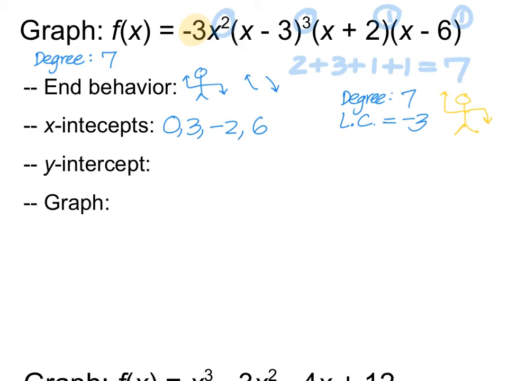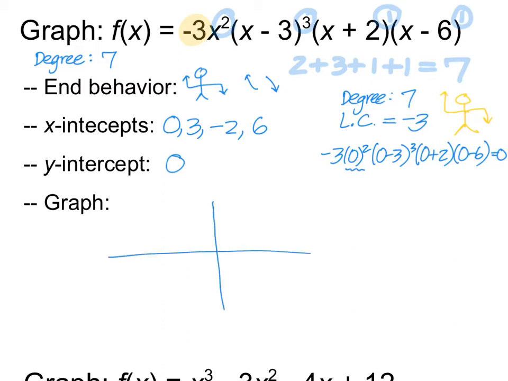Now the y-intercept is a little bit harder. I have to make x equal to 0. Notice that I am plugging in 0 for x. Well, this 0 is going to make the whole thing 0. So the y-intercept is 0. Now it's time to graph.